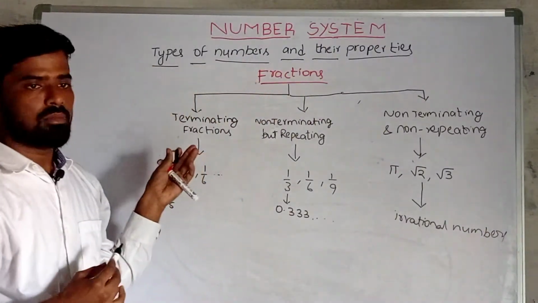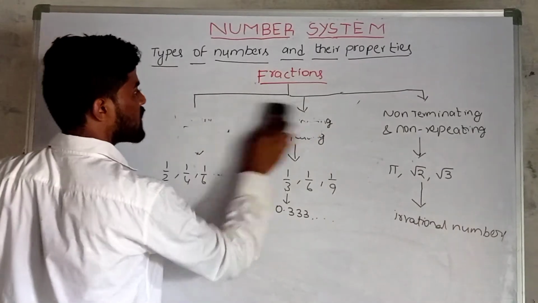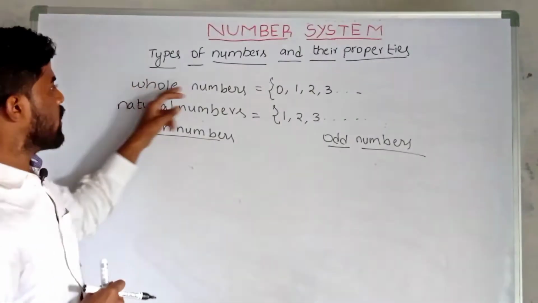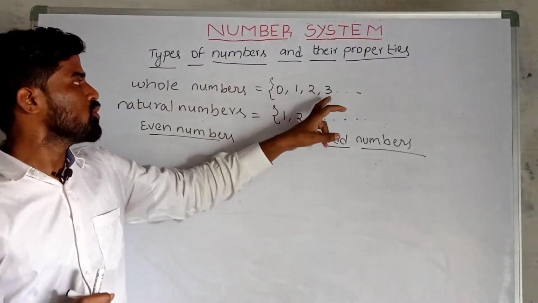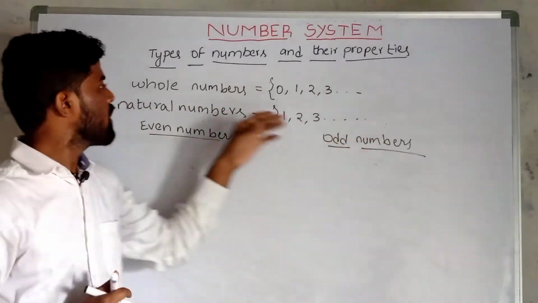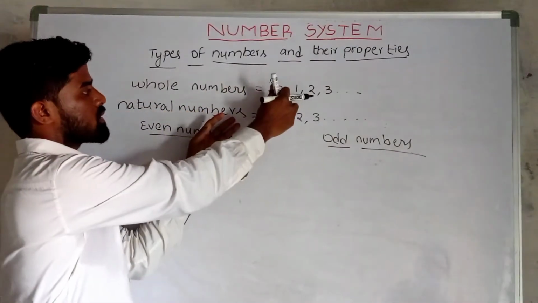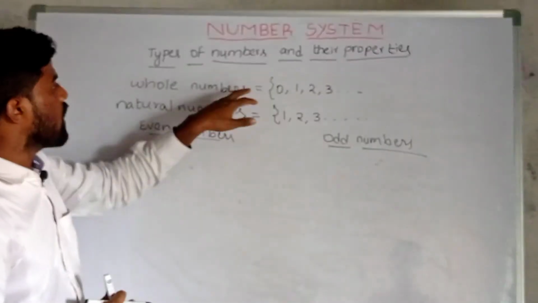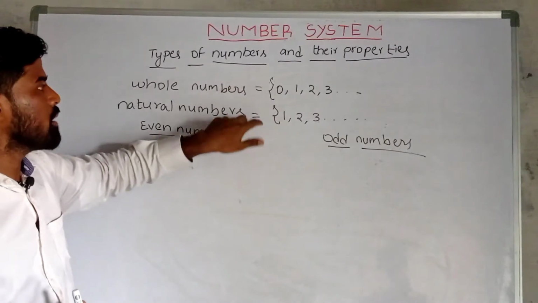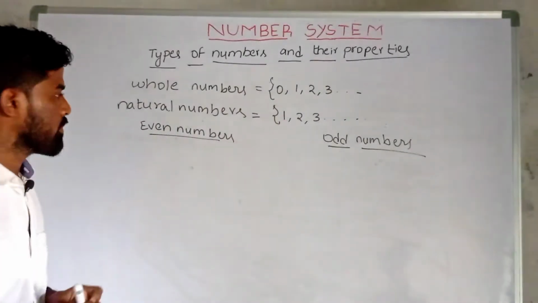Next we will discuss about natural numbers, whole numbers, even and odd, prime, composite. Whole numbers include 0, 1, 2, 3 and so on. Natural numbers are 1, 2, 3 and so on. From here we can say that all natural numbers are whole numbers. But we cannot say all whole numbers are natural numbers, since 0 is a whole number, not a natural number.